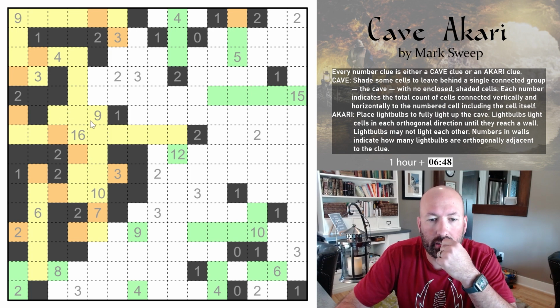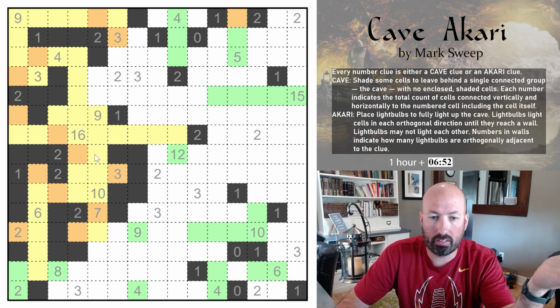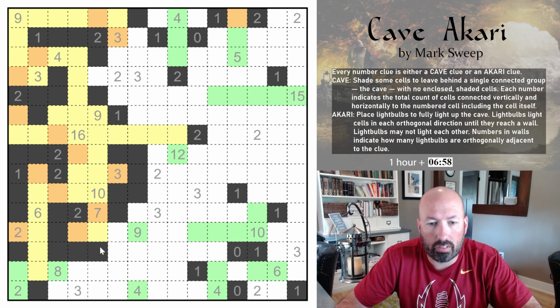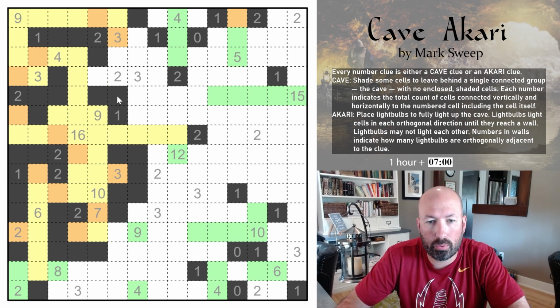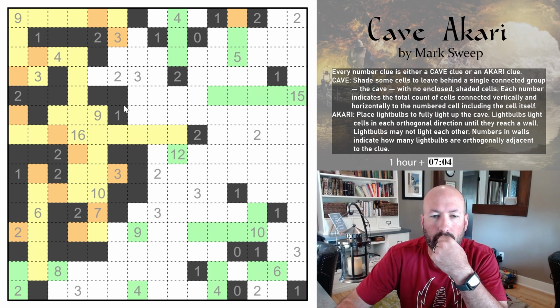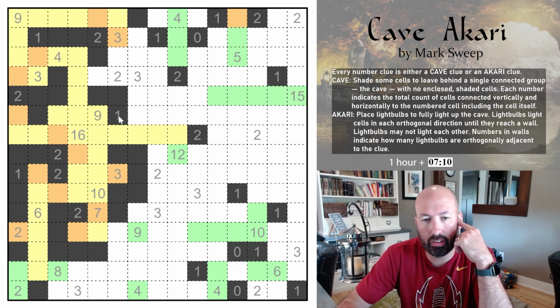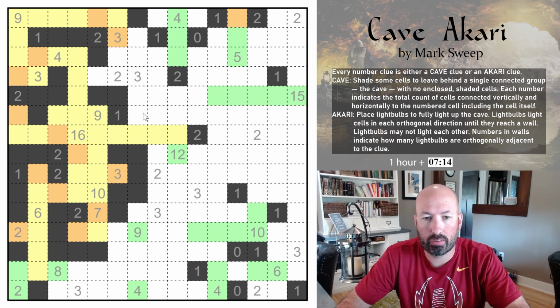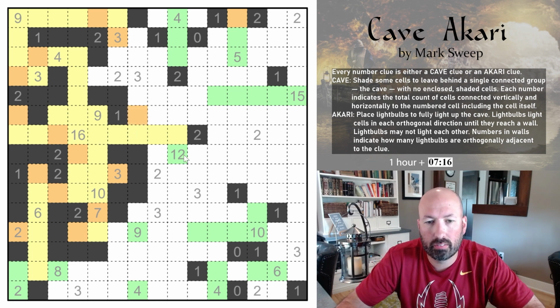Let's see. So we've got 1, 2, 3, 4, 5, 6. We've now done our 7. 1, 2, 3, 4, 5, 6, 7. Yep. So we need to put walls at the top and the bottom. Checkerboard gives us a wall there. And now where can we put a lantern on this 1? Because it can't be to the left or the bottom or the top, so it's got to be to the right.